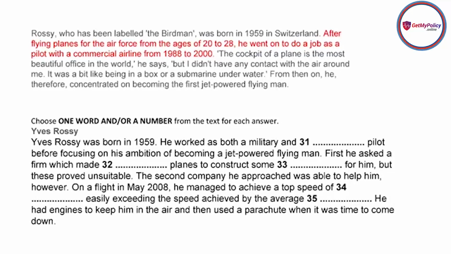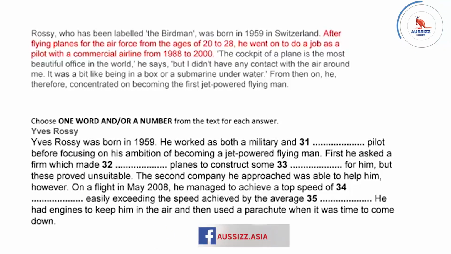Now, he worked as both means two types of work he did. First, let's read the paragraph. Rosie, who has been labeled the Birdman, was born in 1959 in Switzerland. After flying planes for the Air Force from the ages of 20 to 28, means he flew planes for the Air Force, so ultimately military, right? And he went on to do a job as a pilot. The second one is pilot, but I have one blank in it, right? So, as a pilot with a commercial airline from 1988 to 2000.